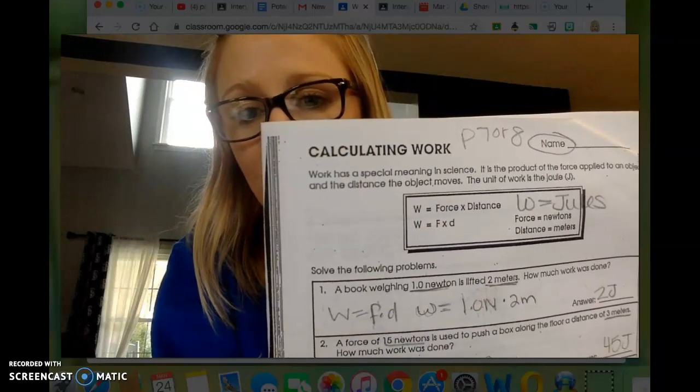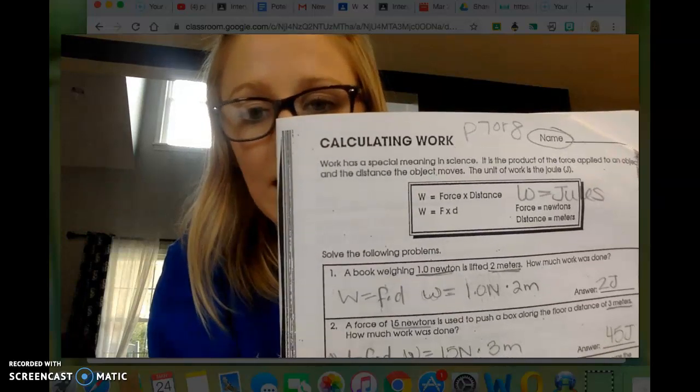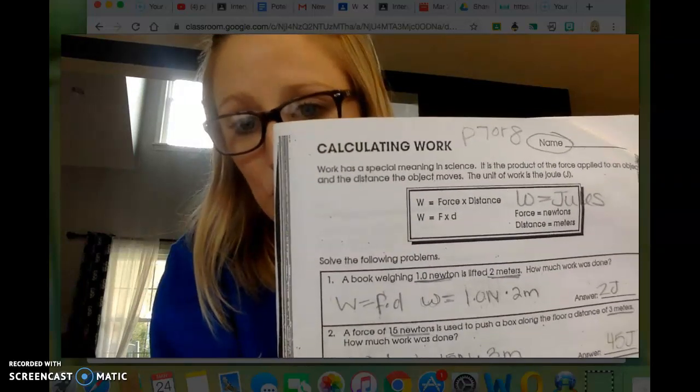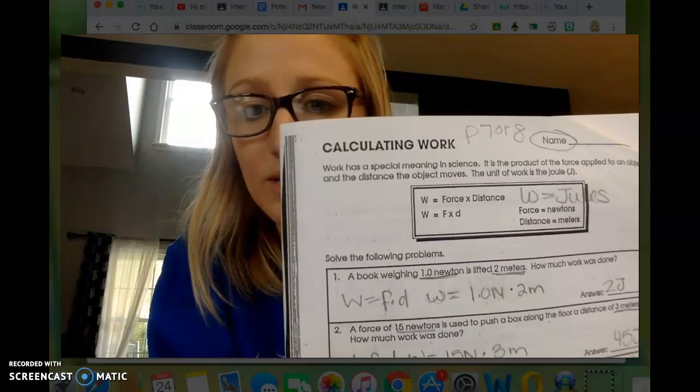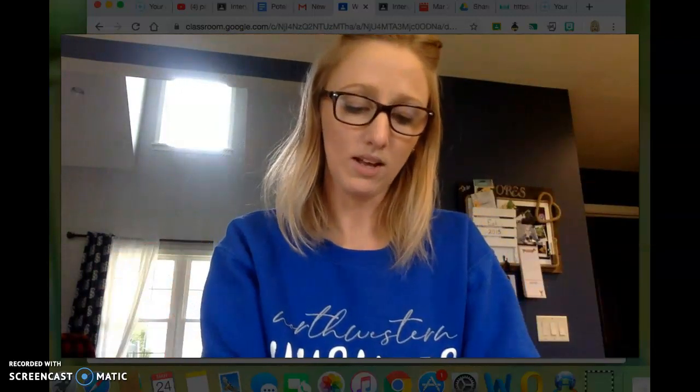Again, make sure you write your name and P7 or P8. And then your work is always going to be in joules. Force is going to be in newtons, and distance is going to be in meters. So make sure you are putting the correct labels on.